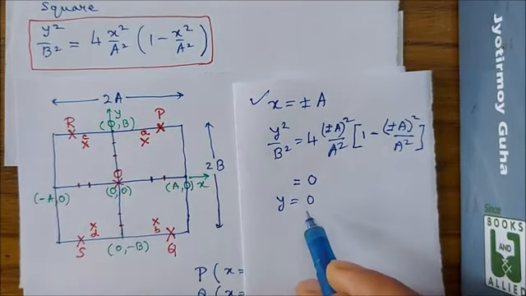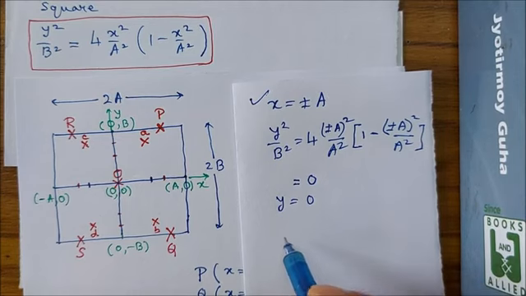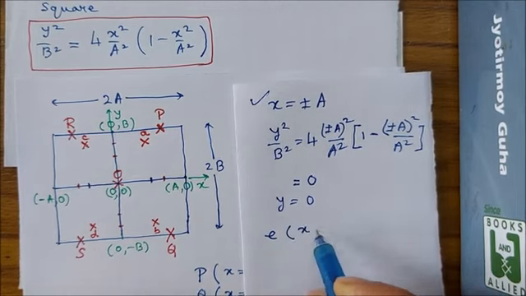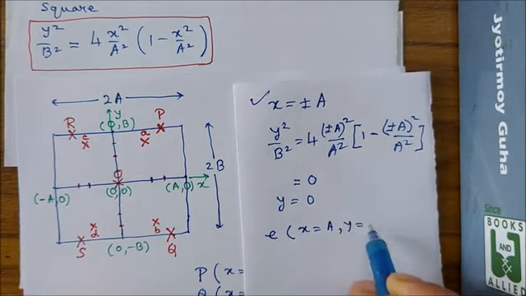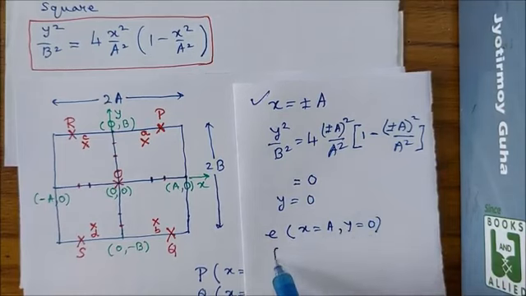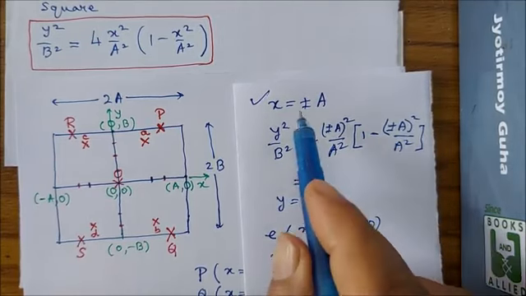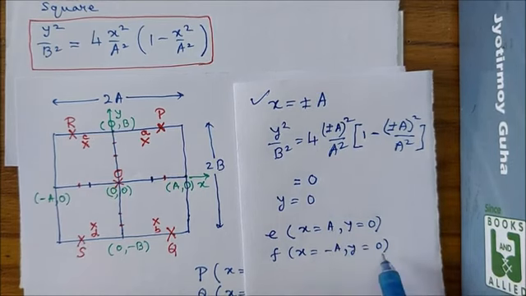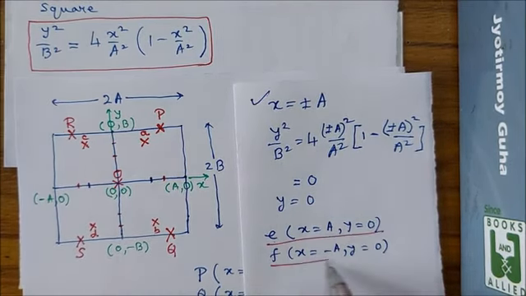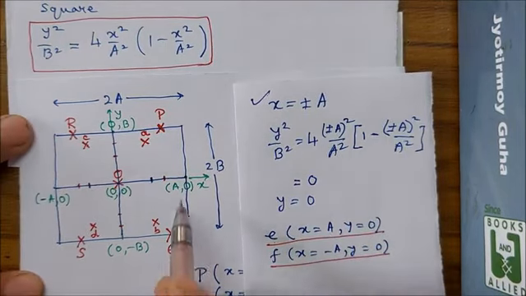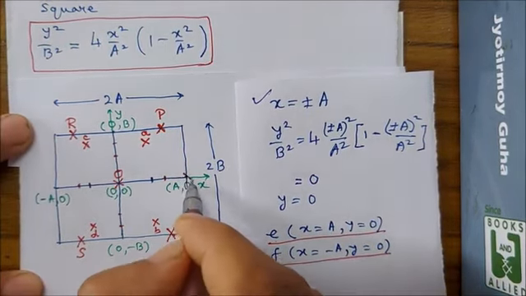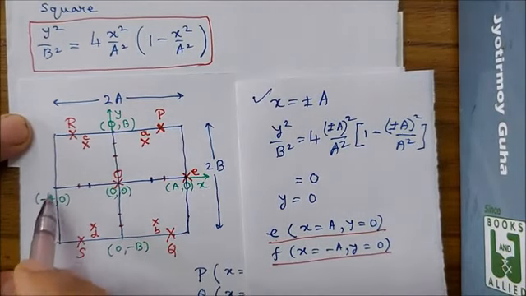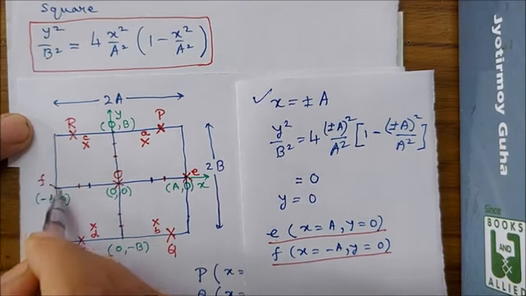And this suggests that we can think of 2 more points, say E, which is x equal to a, y equal to 0, and F, which is x equal to minus a, y equal to 0 also. And these correspond to a0, which is this point E, and minus a0, which is this point, say F.